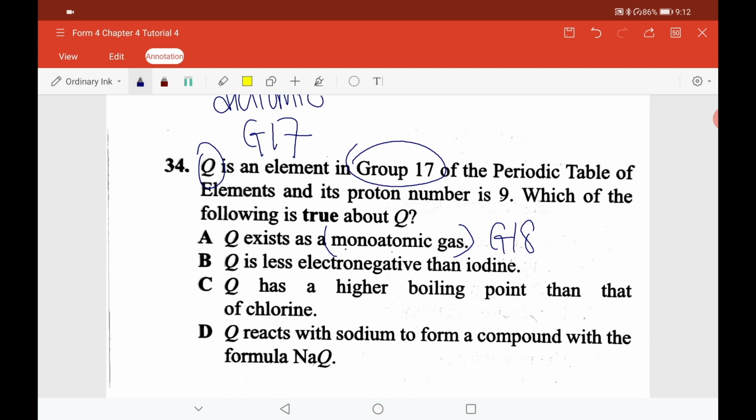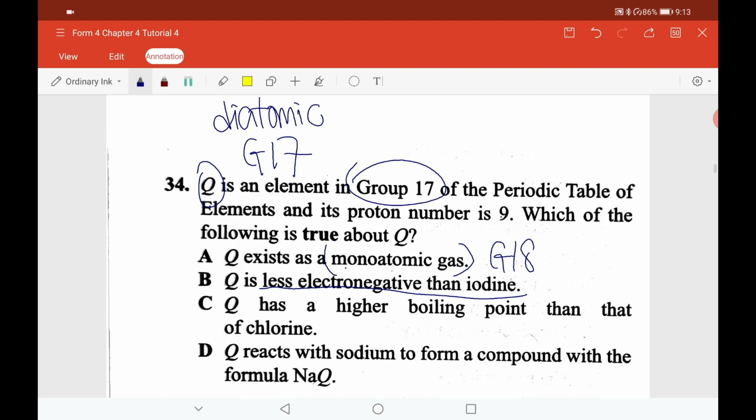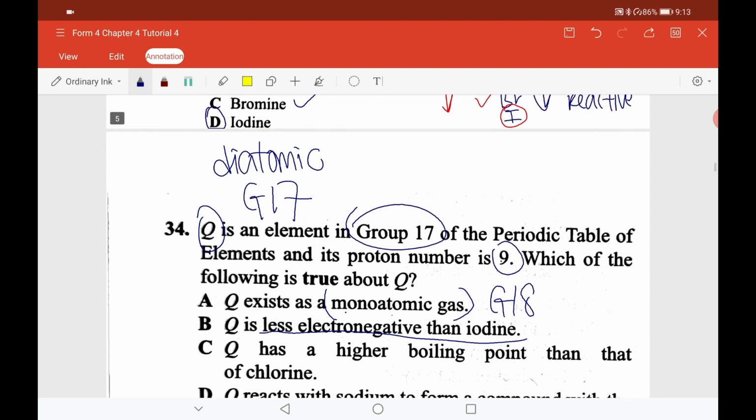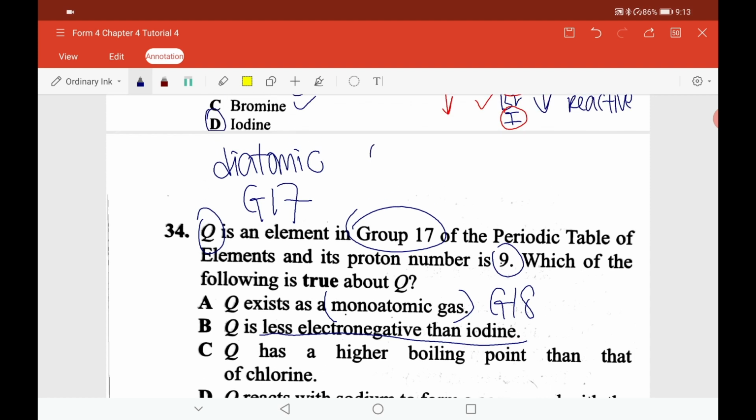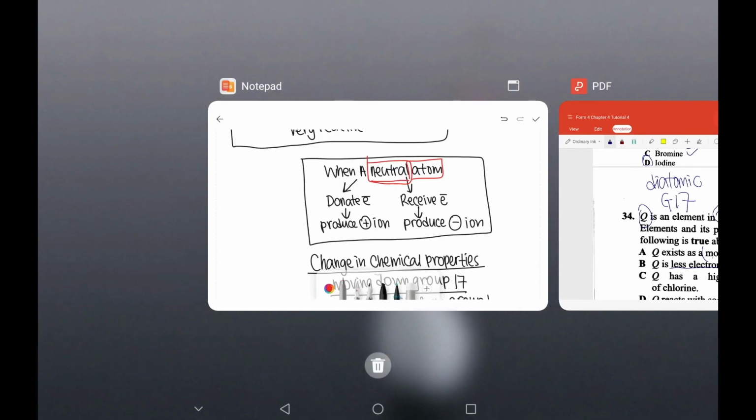Next, Q is less electronegative than iodine. How to know whether Q is more or less electronegative? They told us that the proton number is 9. When the proton number is 9, the electron arrangement of Q is 2.7. Who has the electron arrangement 2.7? We know that 2.7 is actually fluorine. Remember this. This is something that we learned.